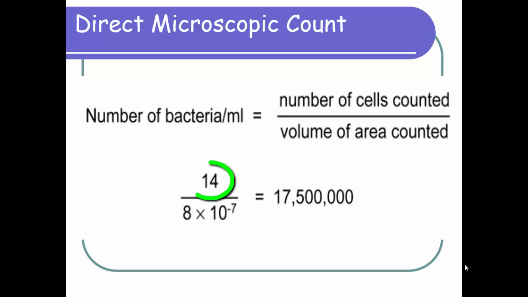And doing mathematical calculations, you can then figure out approximately the number of bacteria. So for example, my average was 14. The volume of area counted was 8 times 10 to the minus 7th. That gave me 17.5 million bacteria per milliliter in my original sample. Now, does it really make that much difference if it's 17.5 million or 17,503,489 bacteria? Not when you're talking those large numbers. So this actually is a fair representation of the number of microbes.